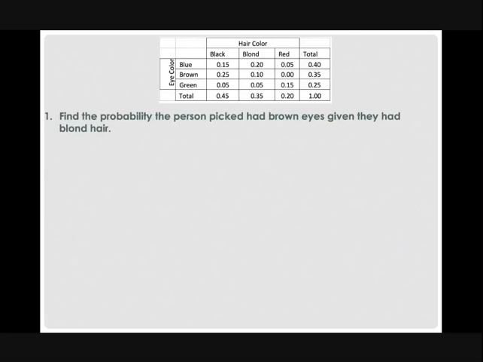So here, find the probability that a person picked has brown eyes given that they have blonde hair. So we look at the probability of brown and blonde. So here, that would be 0.1 or 10%. And the probability of being blonde is 35%, and therefore the overall probability would be approximately 29%, because 0.1 divided by 0.35 is approximately 0.29.